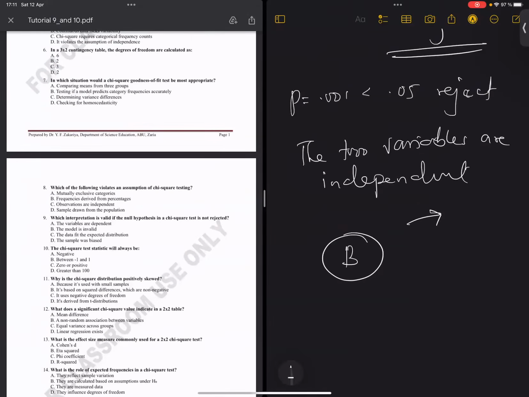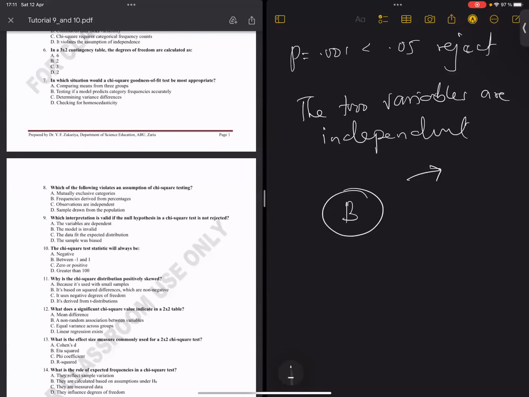Which of the following violates an assumption of chi-square testing? A, mutually exclusive categories. B, frequencies derived from percentages. C, observations are independent. D, sample drawn from the population. Which of the following violates an assumption of chi-square testing? Maybe I should give you the chance to speak here. What will be the answer? You can unmute yourself and speak.